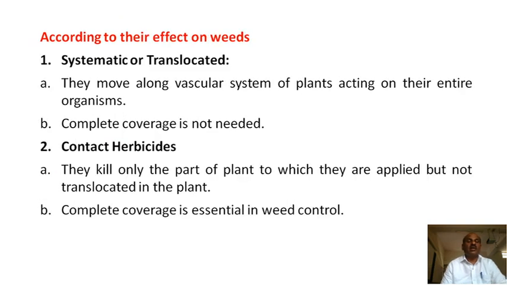According to their effect, herbicides can be systemic or translocated. They move along the vascular system of plants, so complete coverage is not needed. Contact herbicides kill only the parts of the plant they touch, so complete coverage is essential. Sometimes the systemic ones move along with the entire organism.